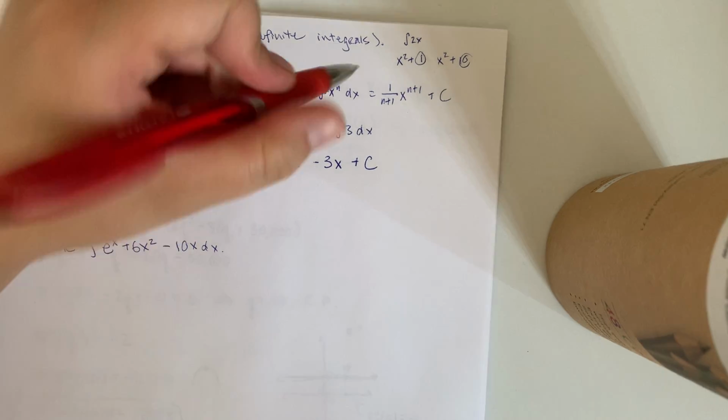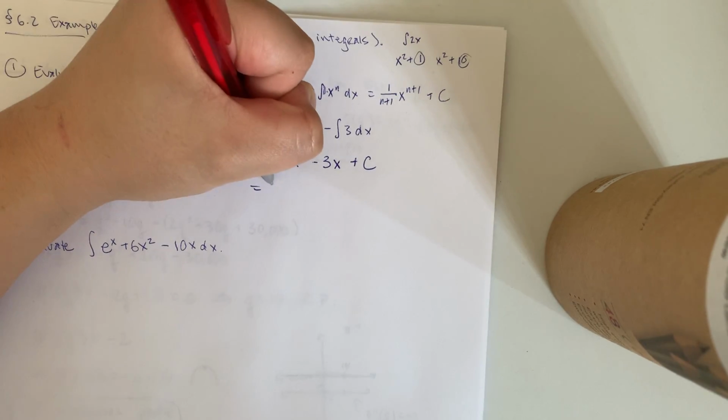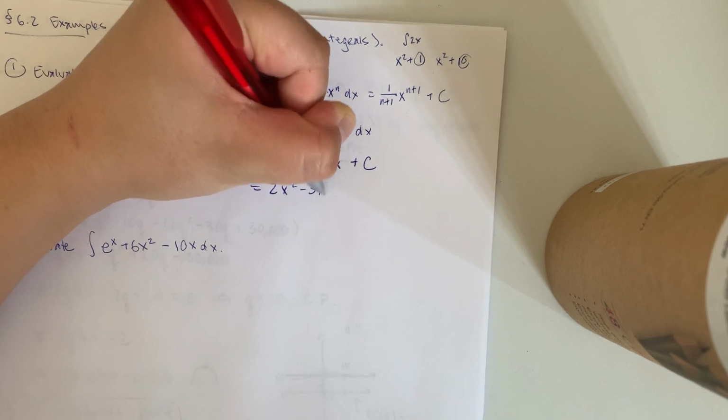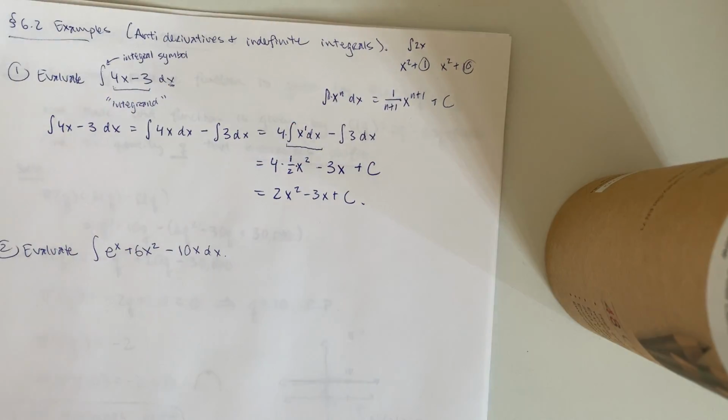So let me go ahead and simplify this. 4 times 1/2 is 2, x squared minus 3x plus C. And this is the final answer.